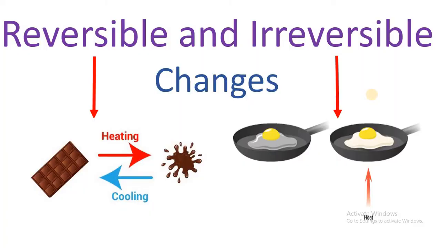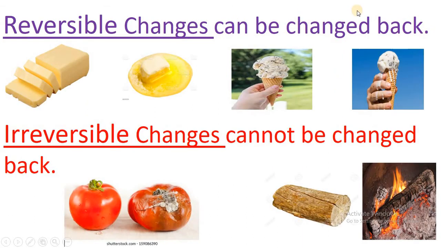Reversible and irreversible changes. Reversible changes can be changed back. So, reversible changes, we can change them back like this butter. When we heat it, it would become a liquid, okay? But when we cool it back, it would change back to a solid.